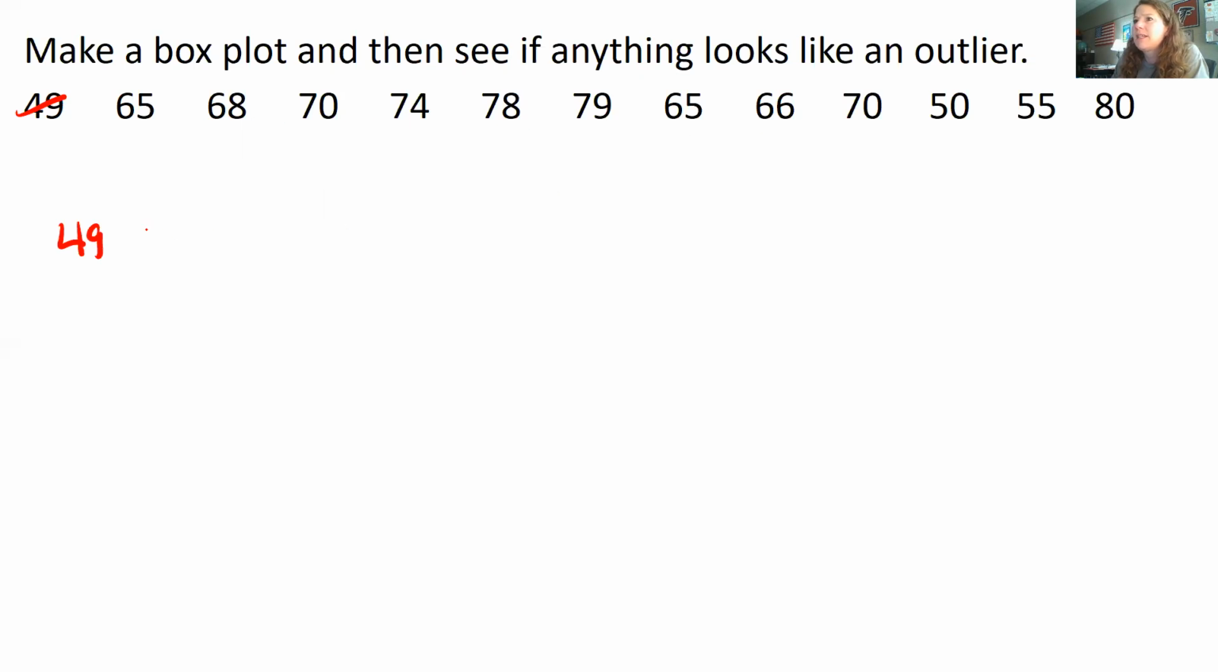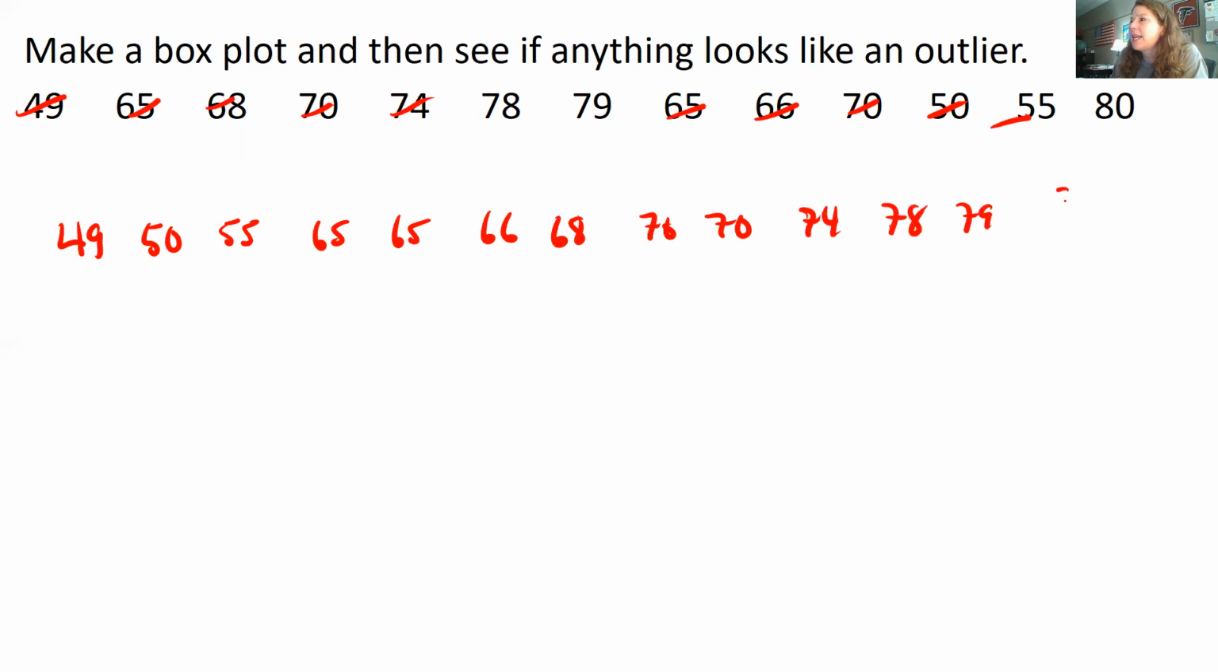49, we have a 50, we have a 55, we have a 65, 65, 66, 68, and now I have a 70, 70, 74, 78, 79, and 80. Did y'all count? 1, 2, 3, 4, 5, 6, 7, 8, 9, 10, 11, 12, 13. So there's one middle number.